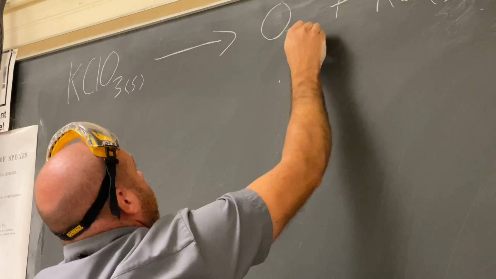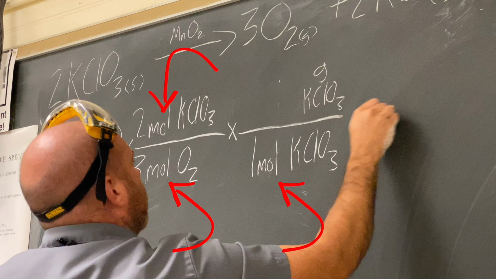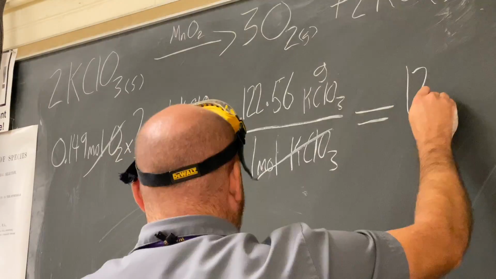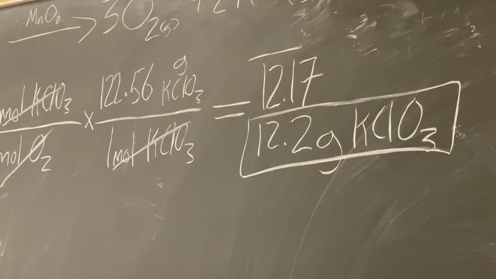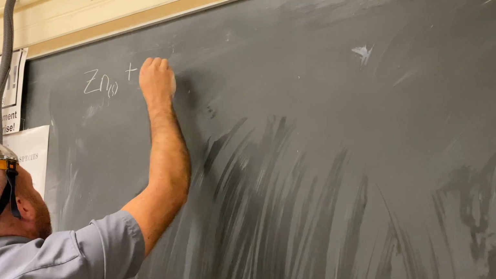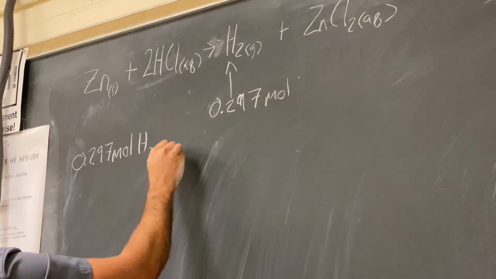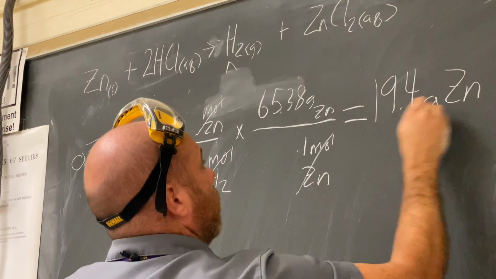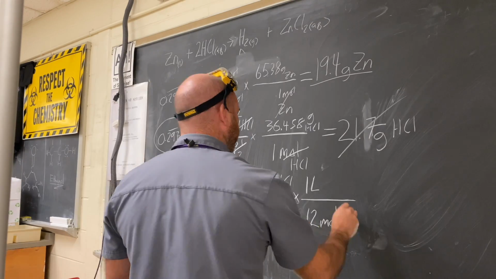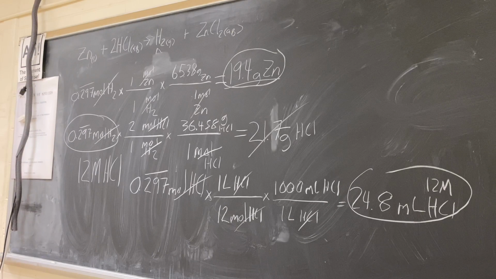Here I'm using the moles of gas from oxygen to calculate the moles and then grams of potassium chlorate I need. I need 12.2 grams of potassium chlorate. Here I'm calculating the grams of zinc I need from the moles of hydrogen gas that I've calculated before. Here I'm calculating the milliliters of hydrochloric acid I need.